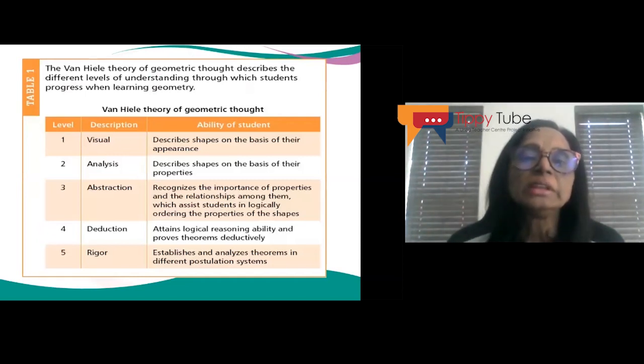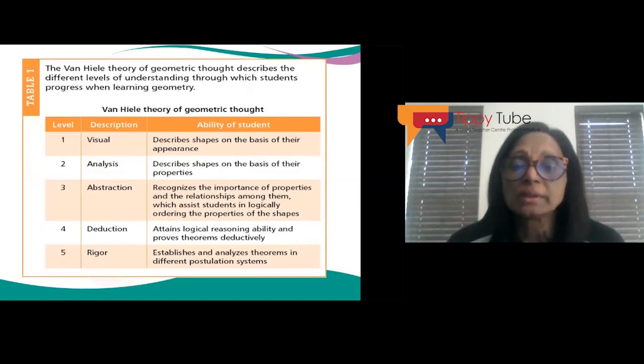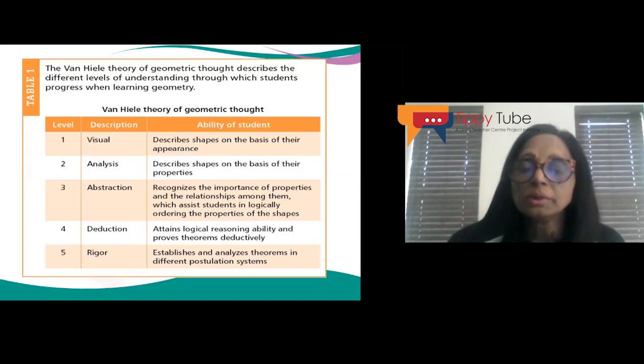This is the Van Hiele theory of geometric thought, which describes the different levels of understanding through which students progress when learning geometry. As you can see here, the first level is visual. The learner is able to describe shapes on the basis of their appearance. Then in the second level, which is analysis, the learner is able to describe shapes on the basis of their properties. Then the third is abstraction. The learner recognizes the importance of properties and the relationship among them, which assists students in logically altering the properties of the shape.